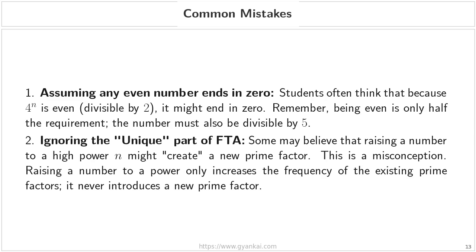Second, do not ignore the uniqueness part of the fundamental theorem of arithmetic. A common misconception is the idea that if we raise a number to a very high power, say n, we might somehow create a new prime factor out of thin air. This is mathematically impossible. As we saw in our step-by-step analysis, raising a number to a power only increases the frequency of the prime factors already present. It never introduces a new prime factor like 5 into the mix.